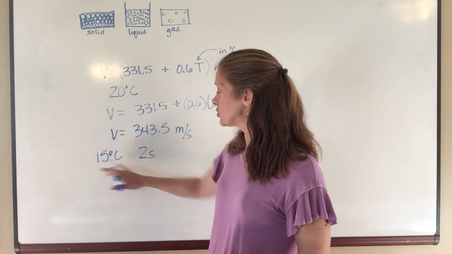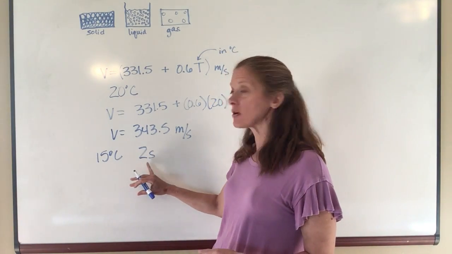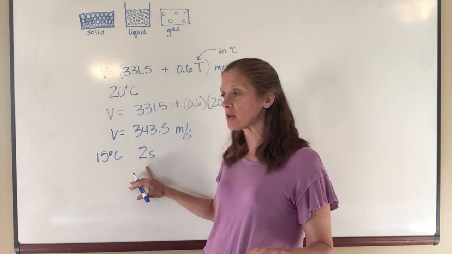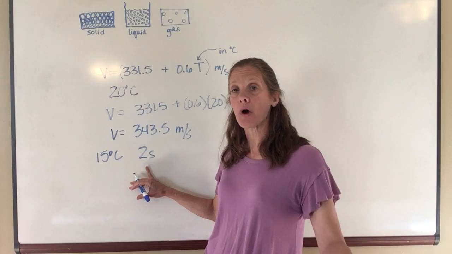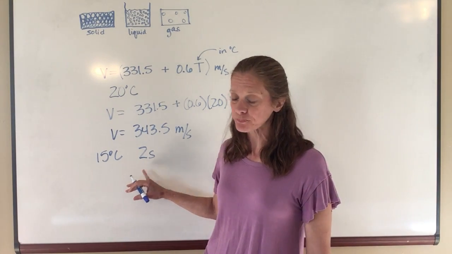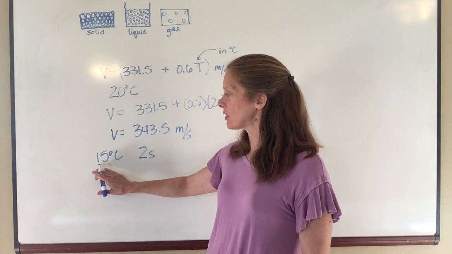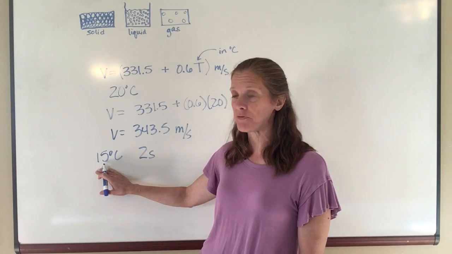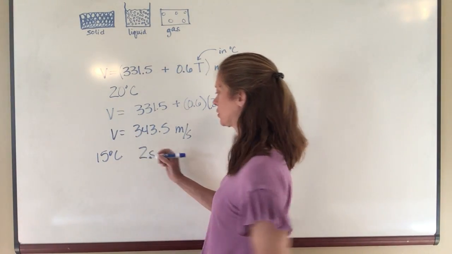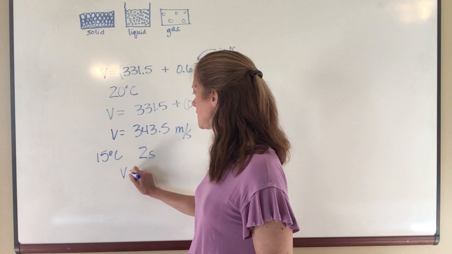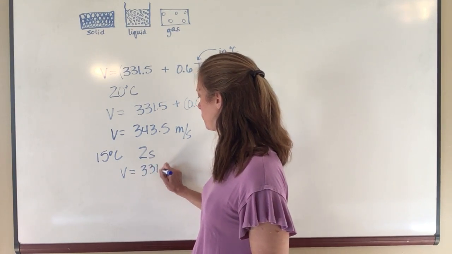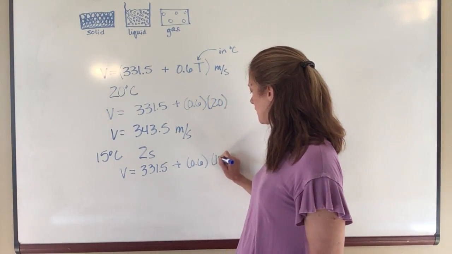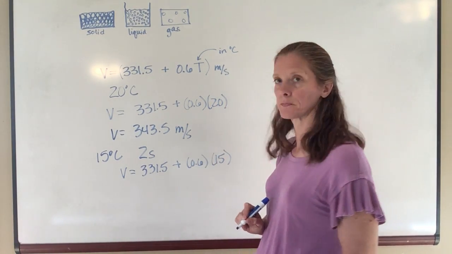So if I know these two things, the temperature and how long it took to hear the thunder after I saw the lightning flash, I can calculate how far away from me the lightning flash was. So the first thing I'll have to do is calculate how fast the speed of sound is at 15 degrees Celsius. So I will use this equation again. So velocity equals 331.5 plus 0.6 times 15 degrees, okay?